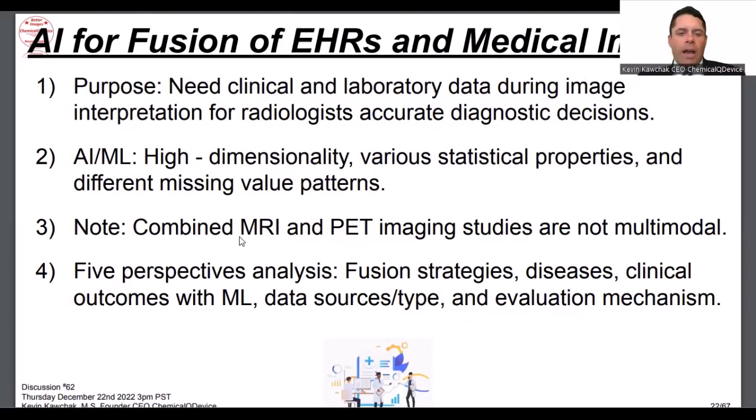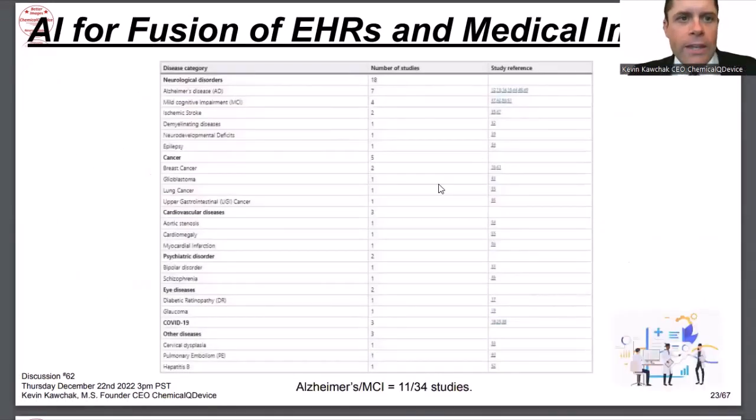So it says, I've mentioned this before, but 2 different types of imaging doesn't count as multimodal, with MRI and PET. And it's looking at things as far as 5 different perspective analysis. You have fusion strategies, diseases, clinical outcomes with ML, data source types, and evaluation mechanism. So here's the breakdown with these: neurological disorders, out of 34 total, account for 18 of the studies that they looked at. Alzheimer's 7, mild cognitive impairment 4, and you can see another one with stroke with 2, and then the dispersions between cancer, cardiovascular, and so on.